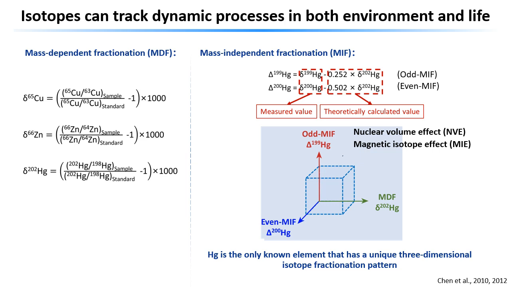And odd MIF is thought to be generally caused by either the nuclear volume effect (NVE) or the magnetic isotope effect (MIE). And up to now, the mechanism for even MIF still remains unknown. But I just want to mention that mercury is the only known element that has a unique three-dimensional isotopic fractionation pattern: mass-dependent fractionation, small delta 202, odd MIF capital delta 199 or 201, and even MIF capital delta 200.